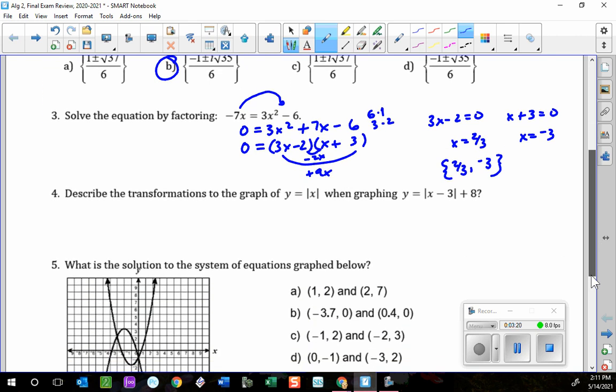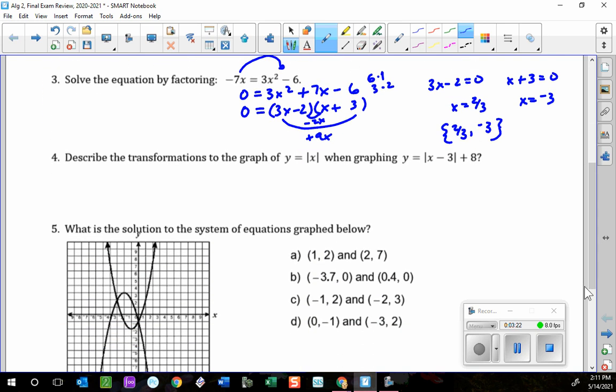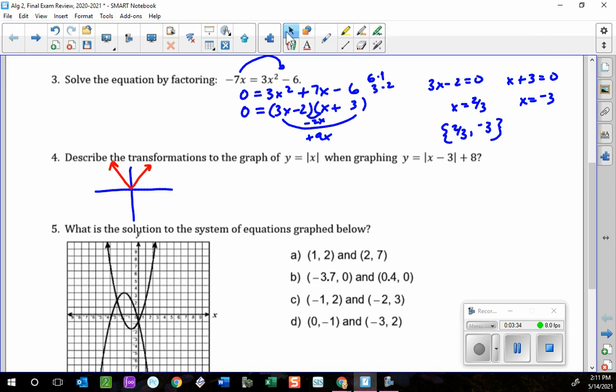Alright, so moving on, describe the transformations. This is our good old absolute value graph. Remember, the absolute value graph is this V-shaped graph that goes right through the center there with a vertex at 0, 0. So this would move the graph, these minus 3 plus 8, that would move the graph left 3, and it would also then move it up 8.